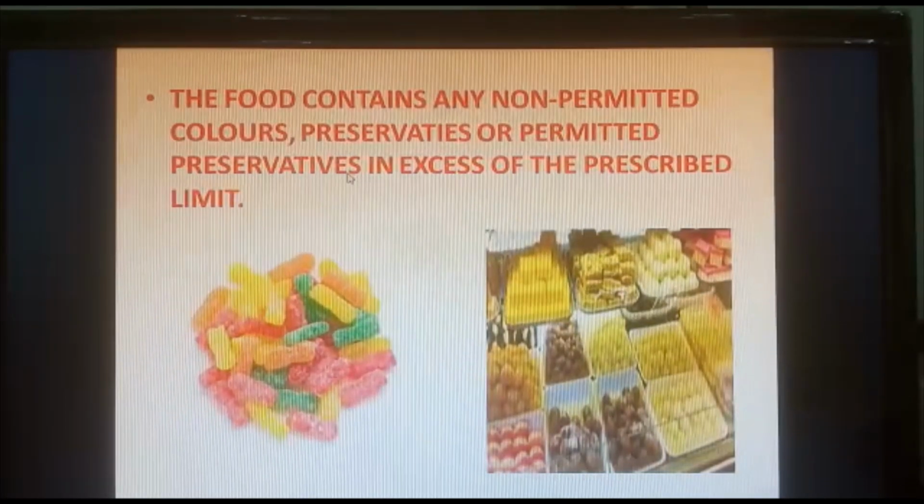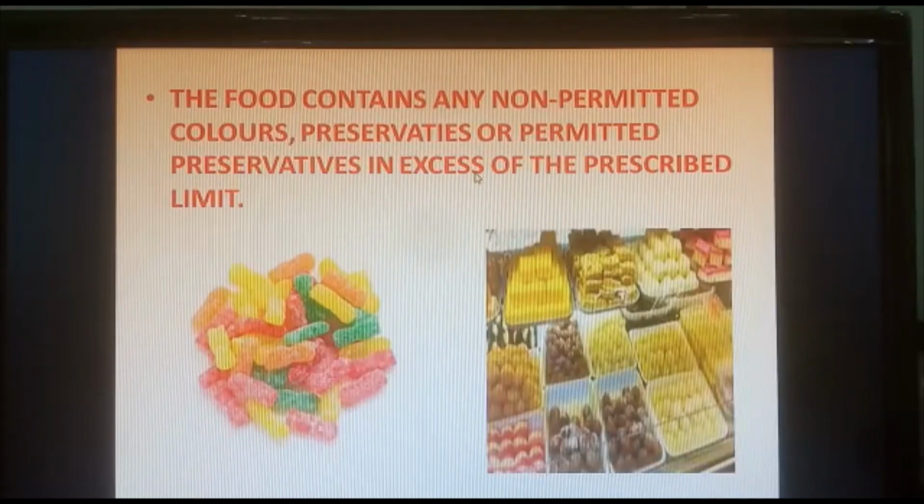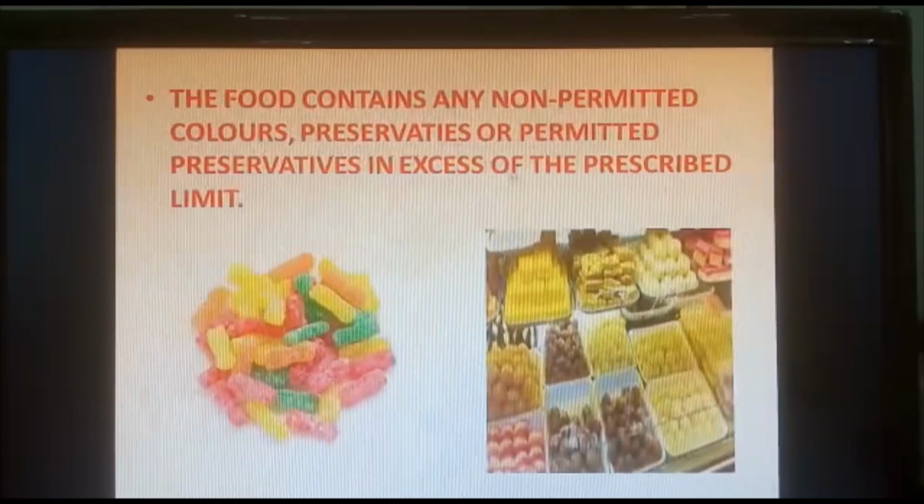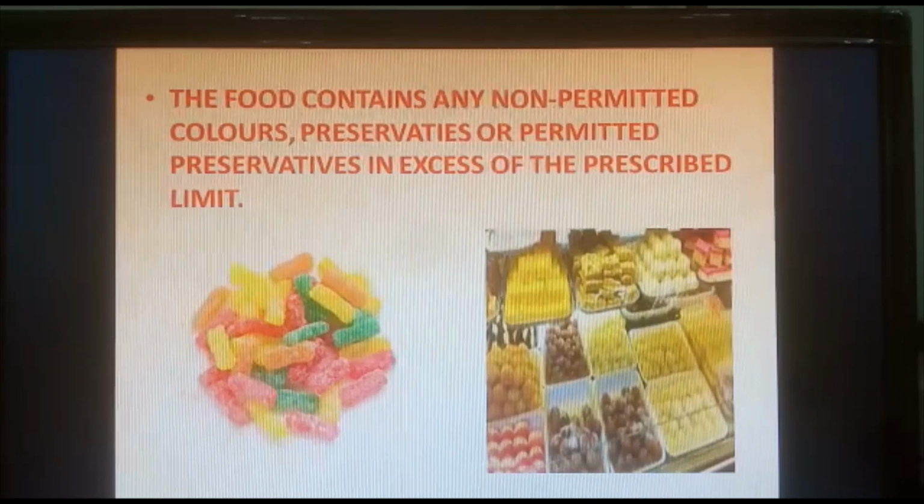Certain preservatives are permitted, but in case these permitted preservatives are used in excess amount, okay, more than the amount supposed to be used, if the seller or manufacturer uses them in excess amount, that time also that food product will be considered as adulterated. Okay, so if food contains any non-permitted colors, preservatives, or permitted preservatives in excess of the prescribed limit, that means that food product is considered as adulterated.